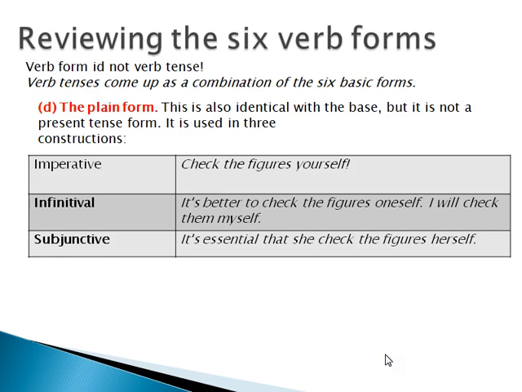The infinitival: it's better to check than myself. I will check myself. As you can see, it happens twice in this sentence. First one, after it's better to. The second one, after will. In both cases, it's the infinitival.